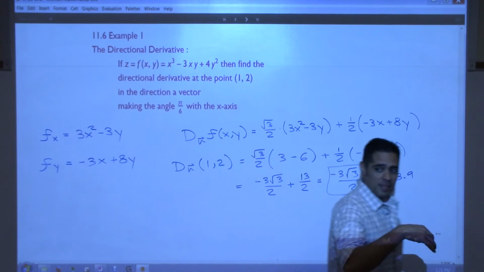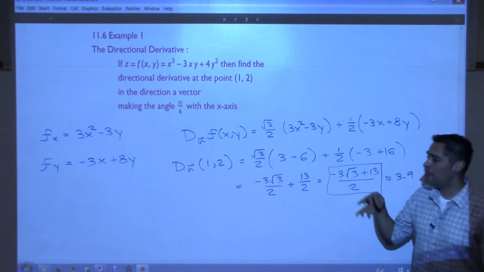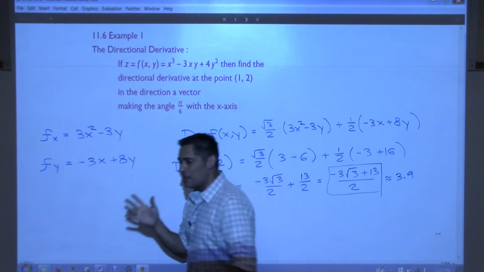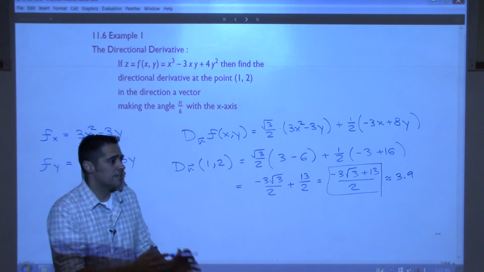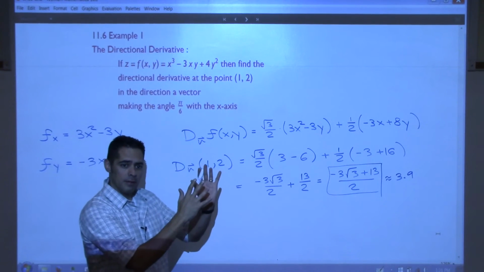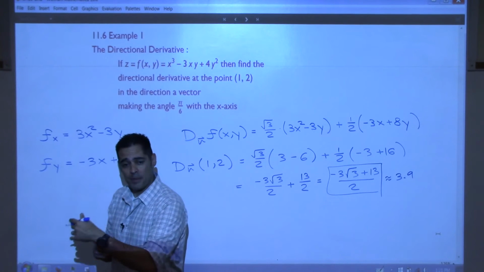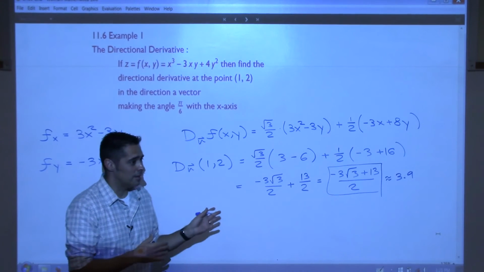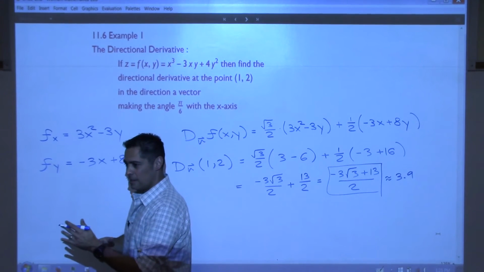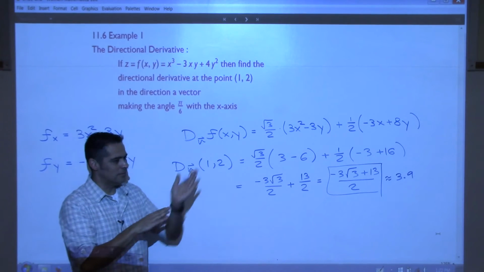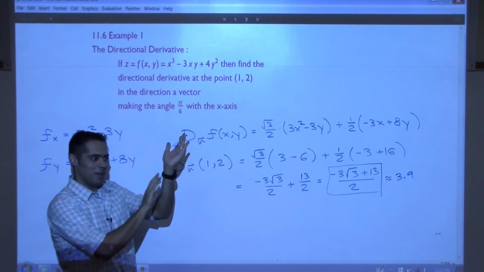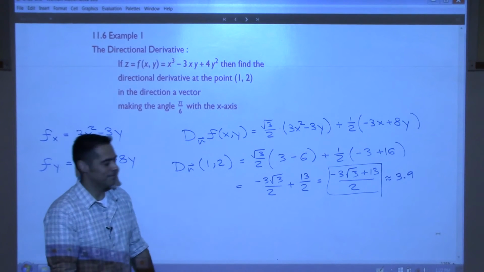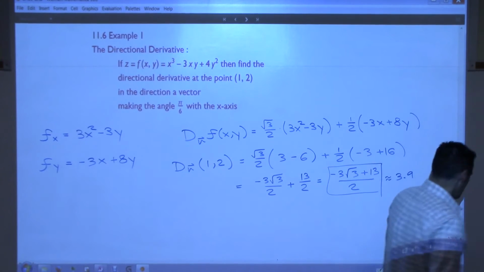So that means if I were standing on that surface at that point up there, pointing in that direction, and take a step, I'm going to be going up, right? Now, if I turn around and go the opposite direction, what do you think is going to happen? If I turn around like 180 degrees? It's going to go down, because if you're going up this way and you turn around, you're going to have to go down. So, all right.